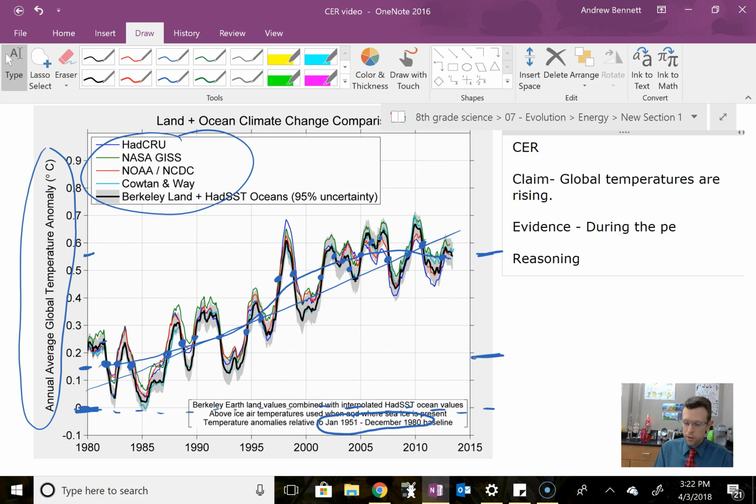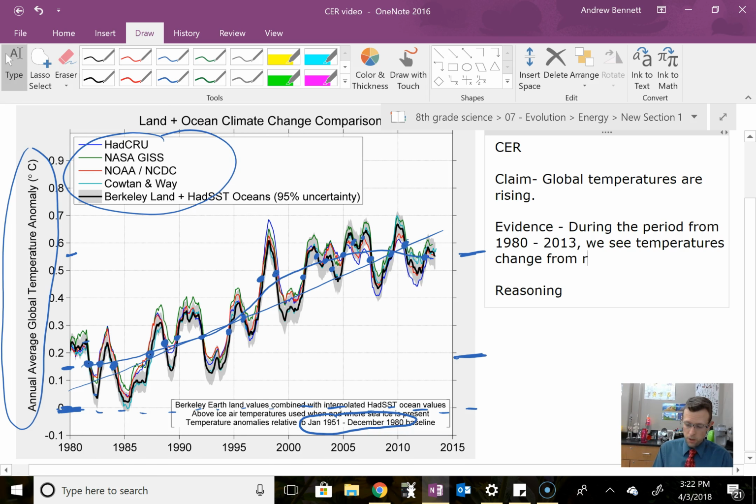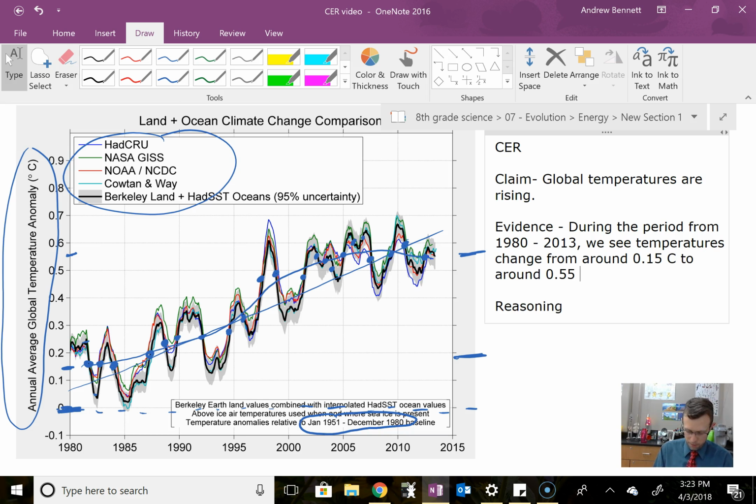First off, during the period from 1980 to 2013, we see temperatures change from around 0.15, and that's degrees Celsius, to around 0.55 degrees Celsius.